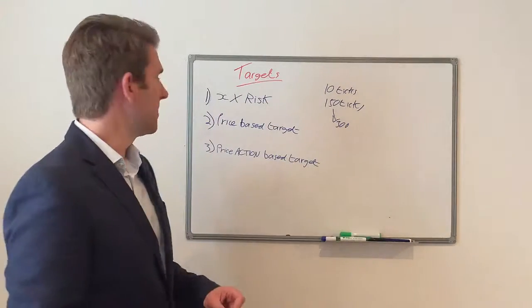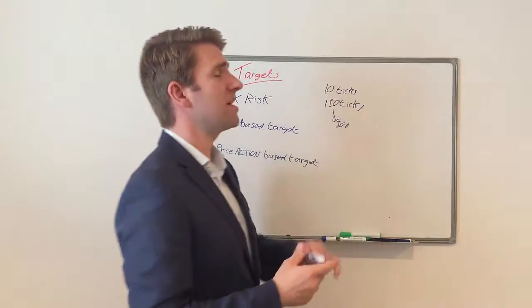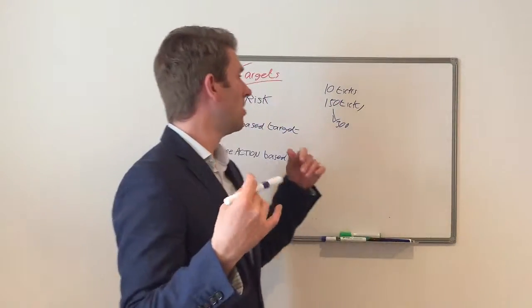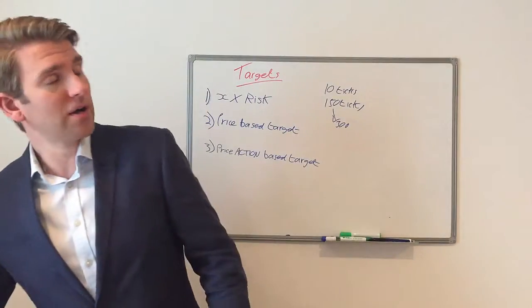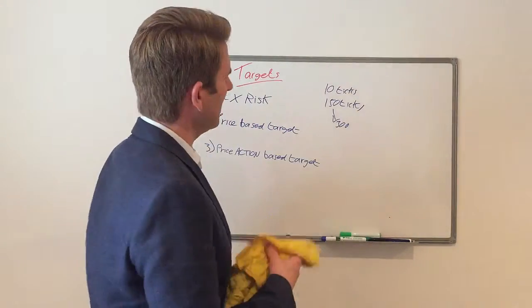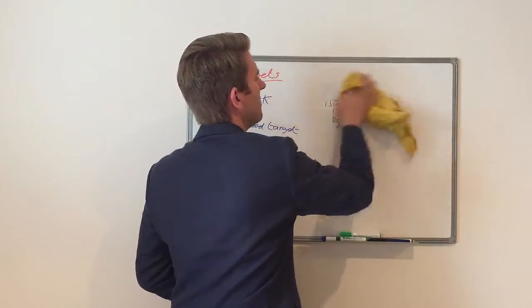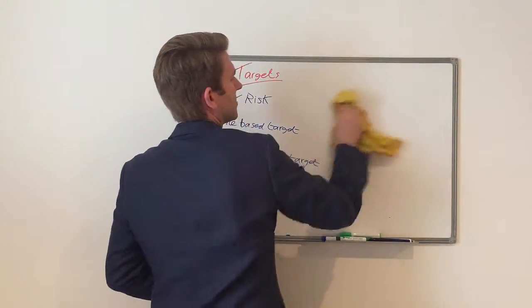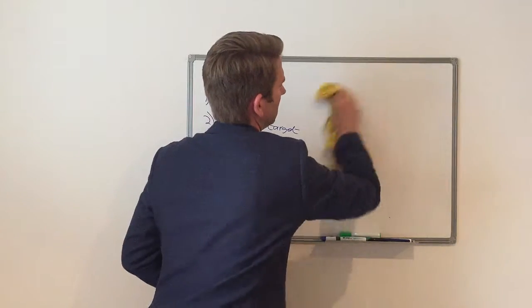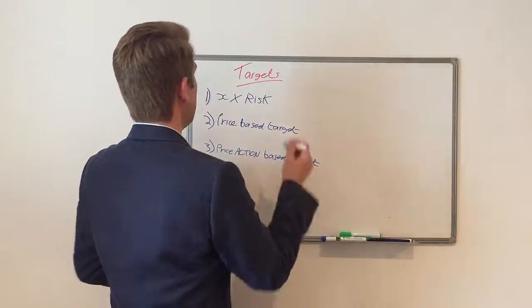So very simplistic, based on your risk. Maybe you risk 10 ticks, you're scalping, and you're looking for a 15 tick profit. Maybe it's a very decent probability of working or something like that. So I don't think that's a very good way of doing it personally. I think there's better ways of doing it.